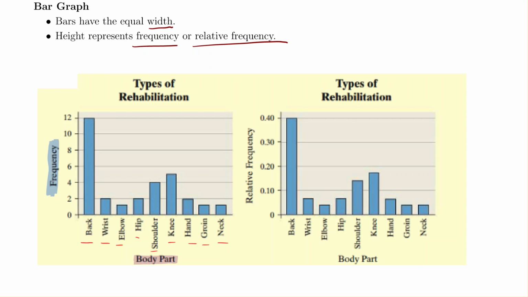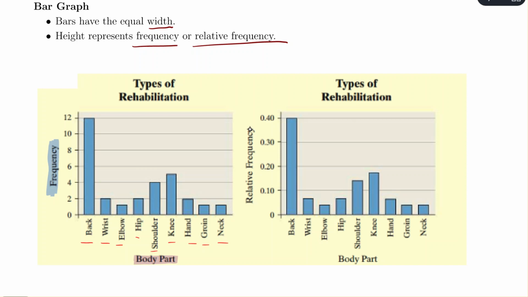So for example, for back, there are 12 people who had a back rehab. There are 2 people who had wrist, 1 for elbow, 2 for hip, 4 for shoulder, knee is 5, hand is 2, and 1 each for groin and neck. So we're just counting them. That's the frequency. And using a bar graph, the width has to be the same, we label each category, each data type, and the height represents the frequency.